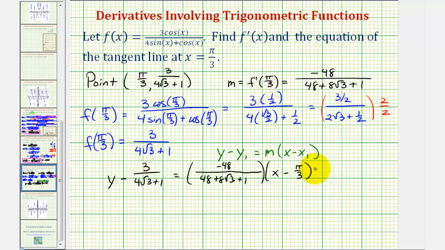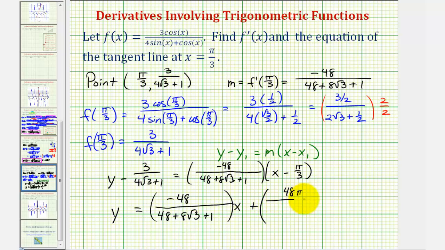Now if we did have to have this in slope-intercept form, we have to distribute here and then solve for y, which would look like this. We'd have y equals our slope times x. Notice the next product would be positive, so we'd have plus 48 pi divided by 3 times 48 plus 8 square root 3 plus 1.